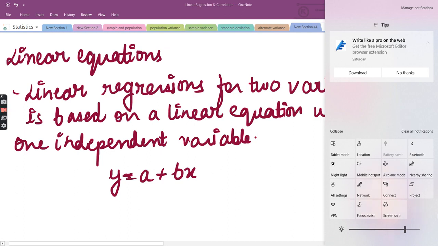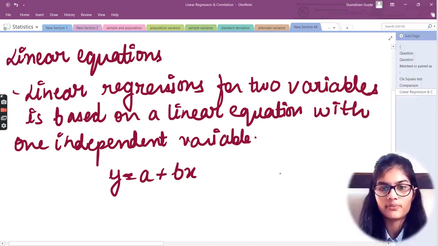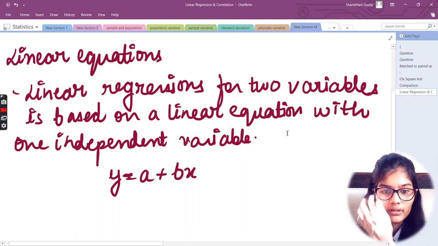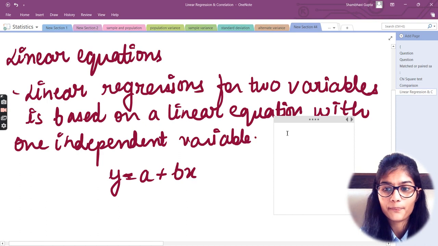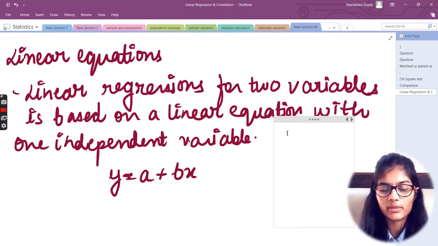So linear equations basically are for two variables, right? We had already seen the formula as well, how the formula is and how it is applied. Now let me come down here, get some space to write. Now I will be looking at some more things: what are the values of a and b which I have here.